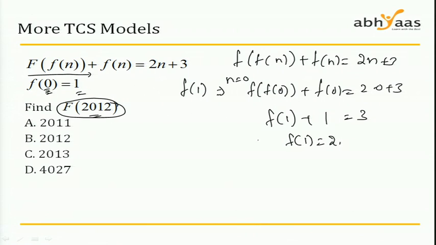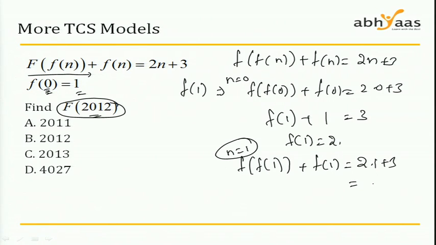Now let's substitute n is equal to 1 here. Right. So f of 1 plus f of 1 is equal to 2 into n value, which you are assuming to be how much now? 1. Since we know f of 1 value, so 2 into 1 plus 3. This is coming down to how much? 2 into 1 is 2 plus 3 is 5. F of 1 is how much? 2. So f of 2 plus 2 is equal to 5. From this, f of 2 value is how much? 3. You see a pattern? 0, 1, 1, 2. F of 0 is 1. F of 1 is 2. F of 2 is 3.